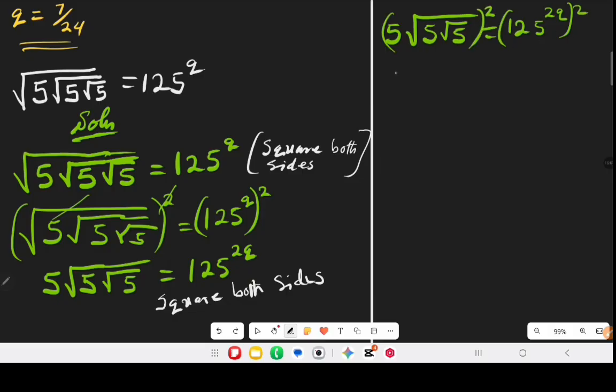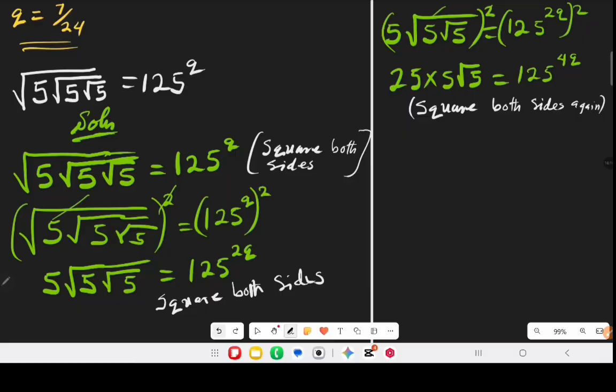Square of 5 will give us 25. Square cancels square roots, times 5 root of 5 equal to 125 raised to the power of 4q when we multiply the powers. Then we continue, we have to square both sides again. If we square both sides again, we are having 125 times 25 times 5 root of 5 all raised to the power of 2 equal to 125 raised to the power of 4q all squared.